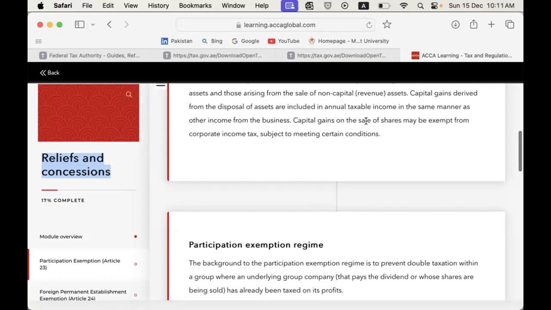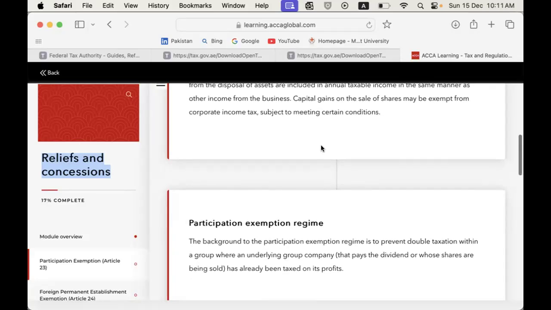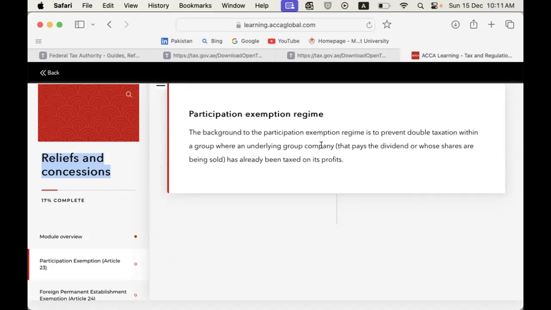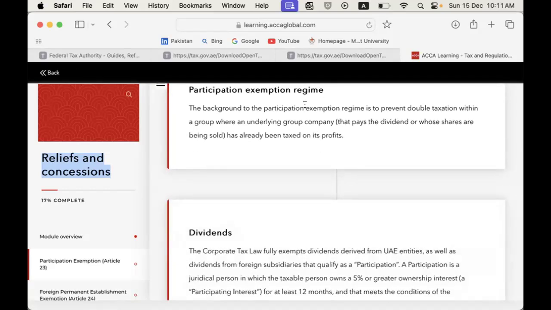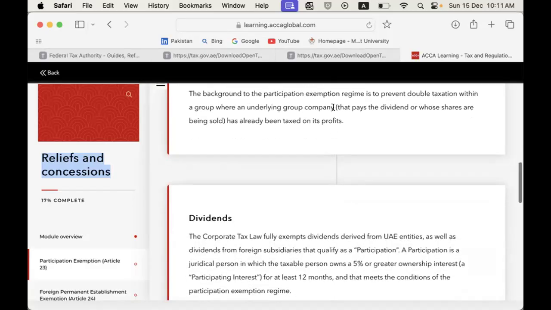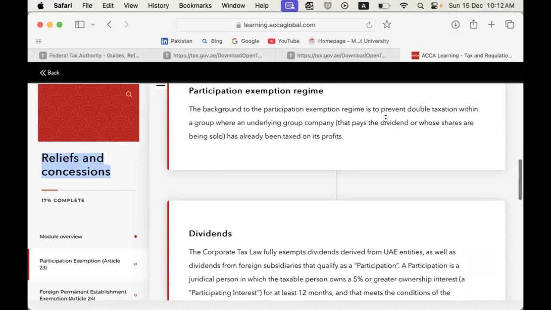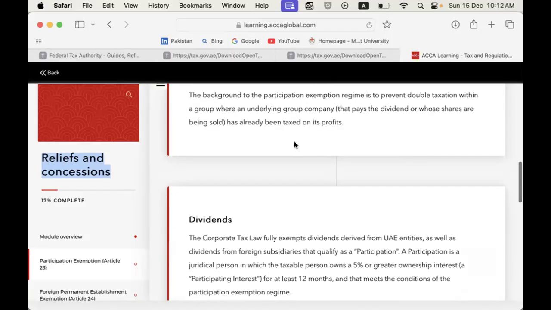But capital gains on the sale of shares may be exempt from corporate income tax, subject to meeting certain conditions. We are going to have a look at how those gains can be exempted. Now, participation exemption regime, basically the word participation refers to equity participation in a company, particularly foreign companies. The background of the participation exemption regime is to prevent double taxation within a group where an underlying group company that pays the dividends or whose shares are being sold has already been taxed on its profits.